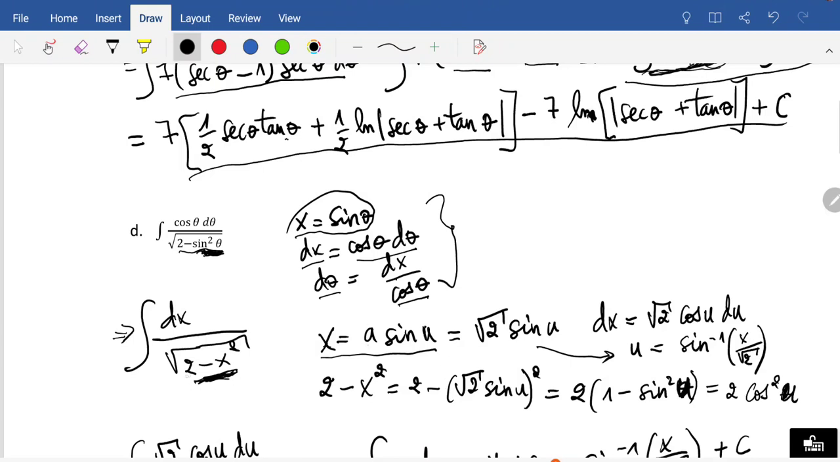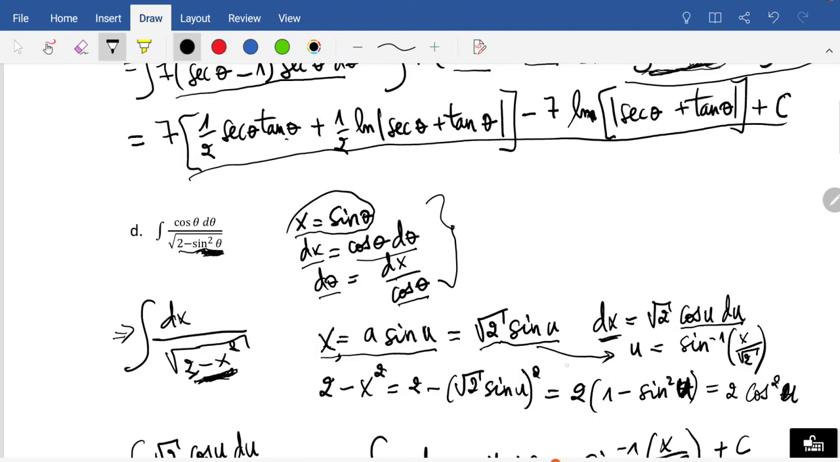Well, we have that the square root of 2 minus x squared is just basically equal to the square root of 2 squared minus x squared. And in that case, a is equal to 2. Sorry, rather the square root of 2. So our x is equal to square root of 2 multiplied by sine of u. And therefore our dx will just be the derivative of that, which is the square root of 2 multiplied by cos u du.